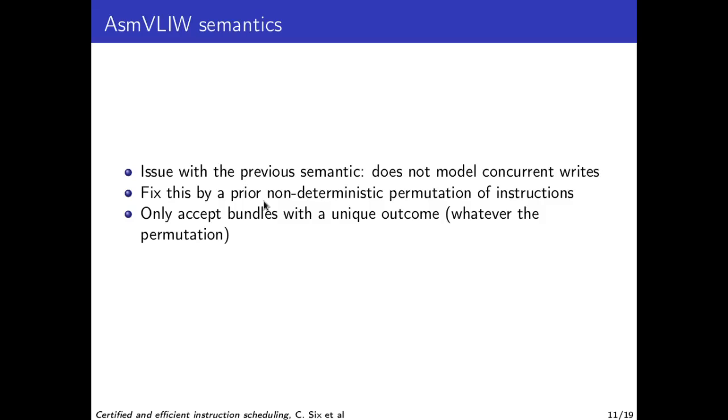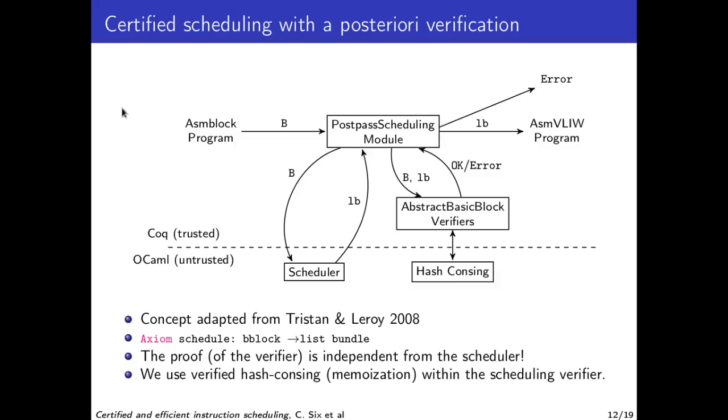To fix that issue in our semantics, we introduce a non-deterministic permutation of instructions, so executing a given bundle could lead to several results. However, in our semantics, we only accept those that have a unique outcome. So, in order to generate ASM VLIW code, the optimization path must prove that each bundle has only one unique outcome. Now, I will detail how we prove the instruction scheduling which generates bundles.